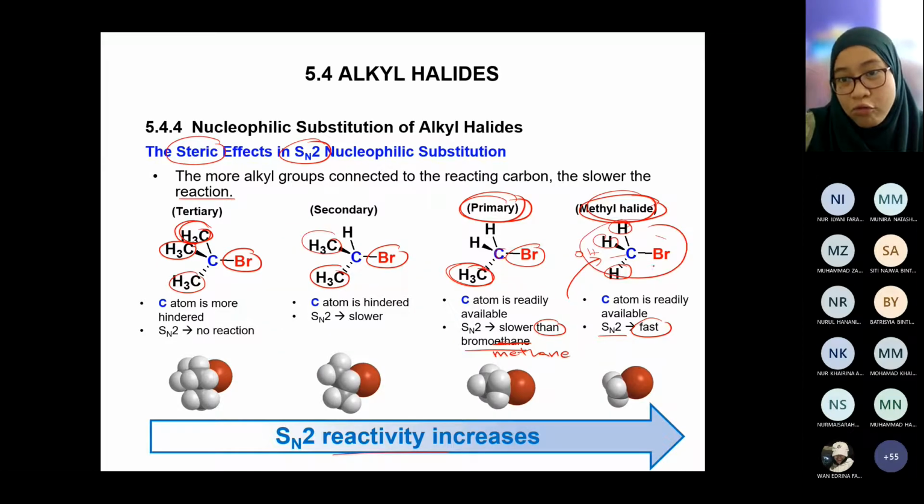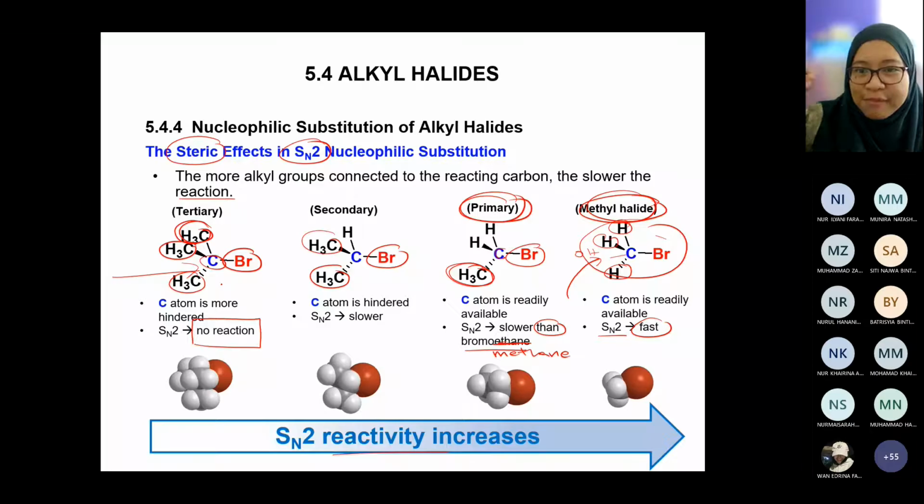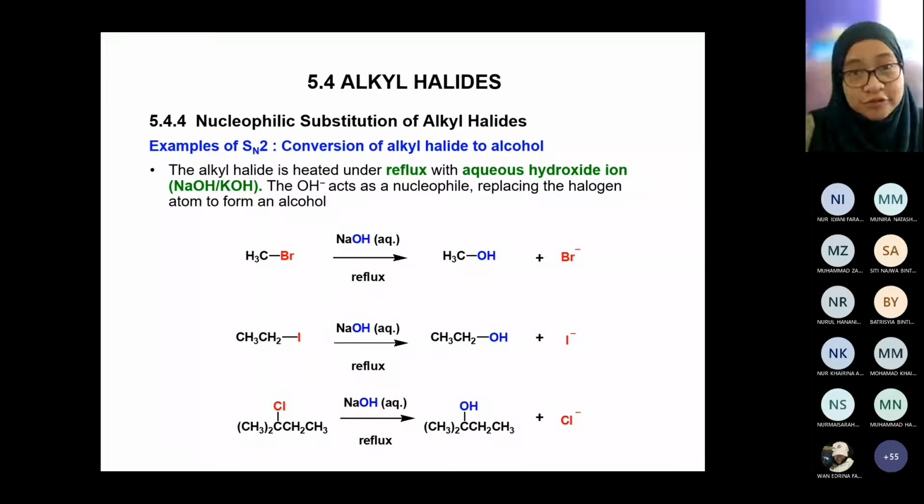What is its name? Bromomethane. So primary and then secondary. This one is even slower. And if tertiary, there is no reaction at all, because it is hard to penetrate. The carbon will be totally hindered, nothing can get in. So remember, SN2 prefers primary or methyl halide, because SN1 later is the opposite. It prefers tertiary.